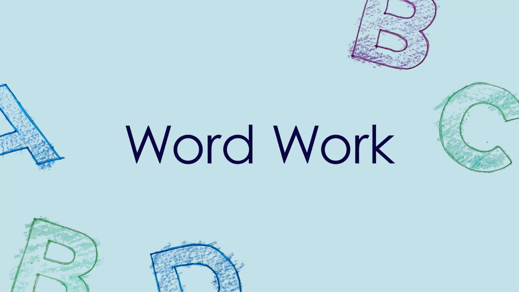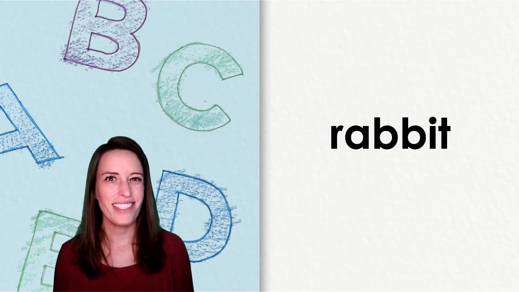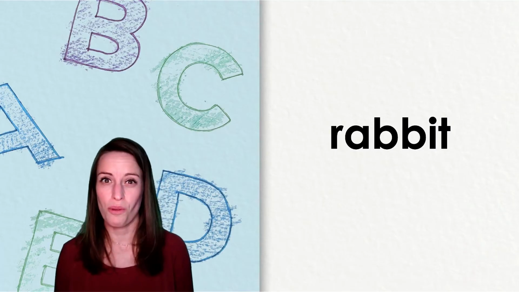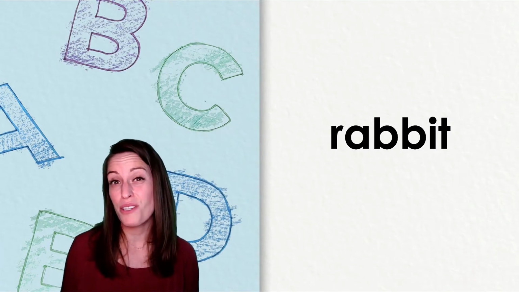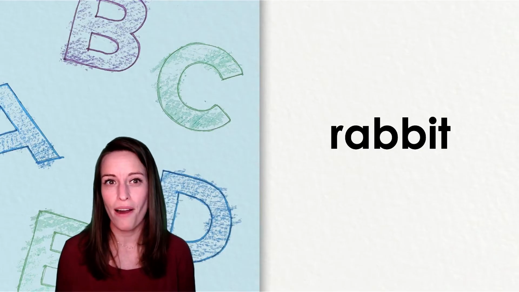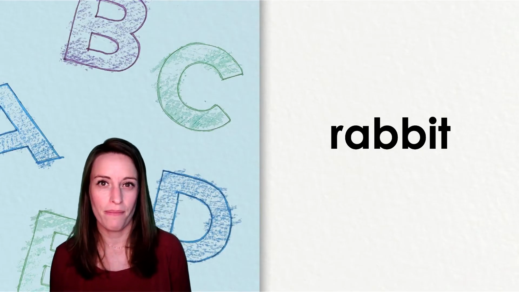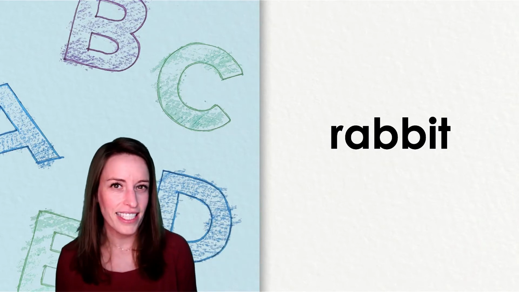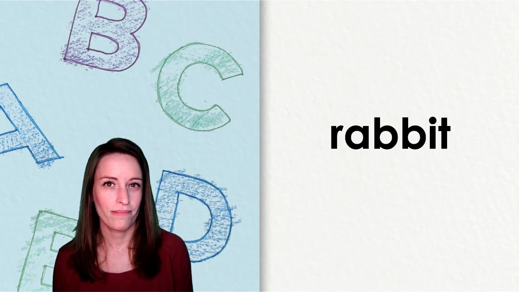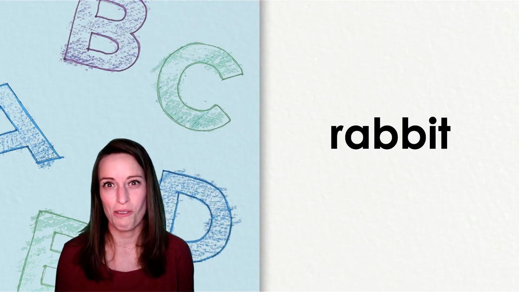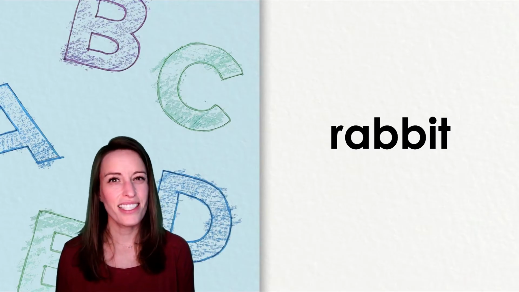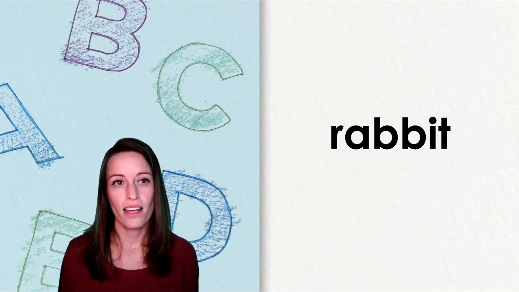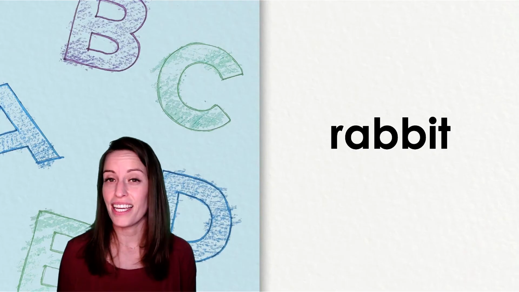Word work. Now, it's time to be a syllable sleuth. We are going to look for clues to help us figure out how to break up longer words into parts so we can decode them. Take a look at this first word. Do you know what it is? We can figure it out by looking closely at the clues. Let's start by looking for vowels. How many vowels do you see?